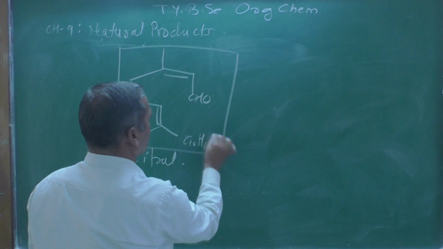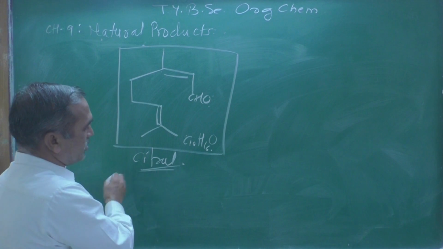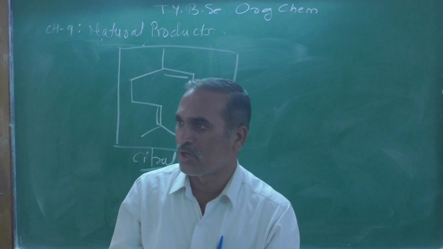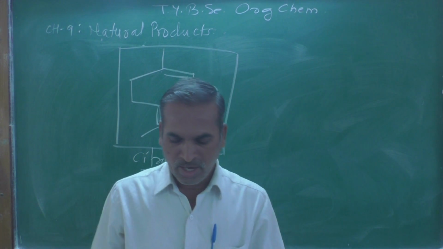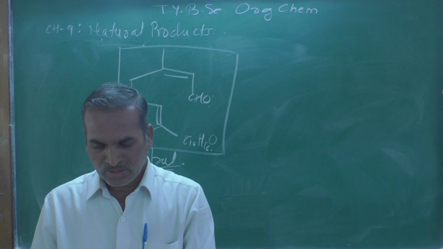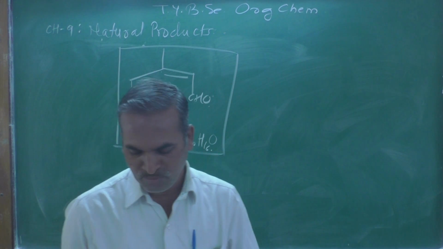Only one oxygen atom. So it fulfills all this, and this is the open chain. That is the correct structure of citral that we have got over here. And with this structure, the above reactions are summarized as follows.